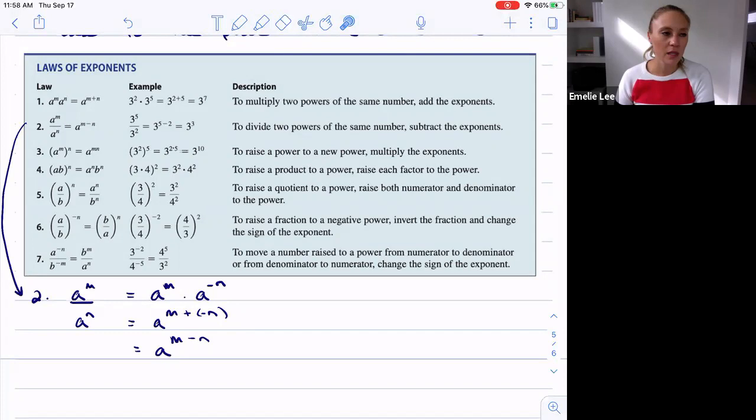If they're being multiplied up here, then they're still going to multiply once you remove those brackets.